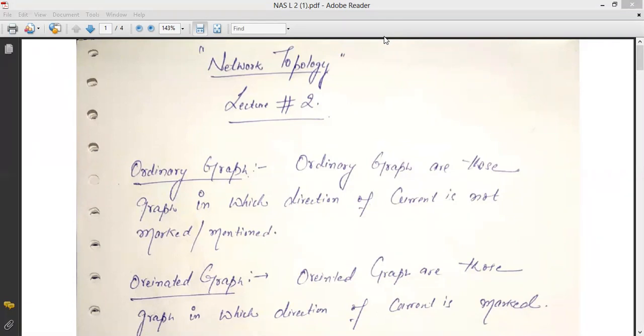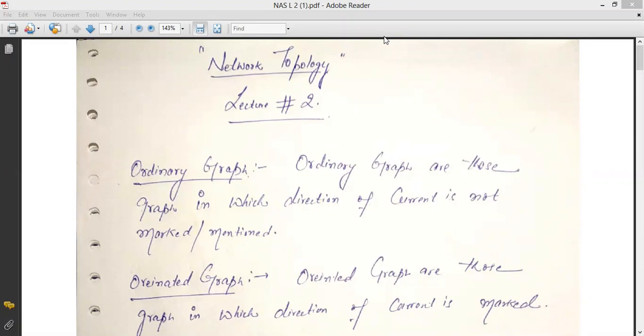I have also discussed that network topology is basically a technique or a branch of electrical engineering in which a circuit is converted into a graph. Once a circuit is converted into a graph, this type of technique is known as network topology. So today's lecture deals with how a circuit can be converted into a graph.